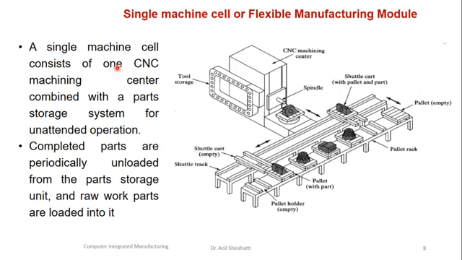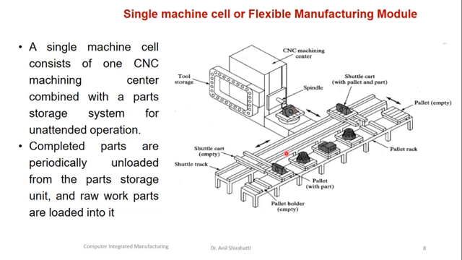A single machine cell consists of one CNC machine center combined with a number of storage systems for unattended operations. Complete parts are periodically unloaded from the part storage unit and the raw parts are loaded. So this represents a simple FMM system. We have only one machining center in which different operations can be performed. You can see more than 20 tools are loaded here, and all these tools will do the operation on the parts.